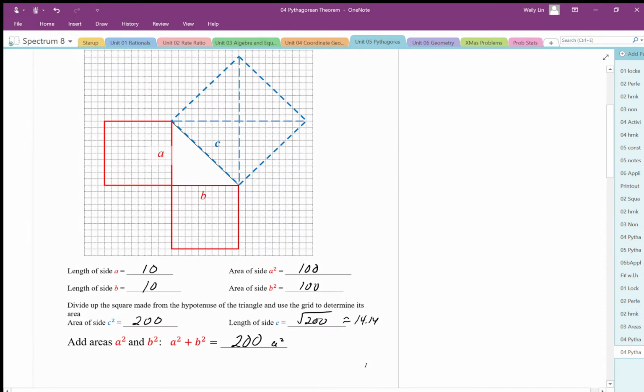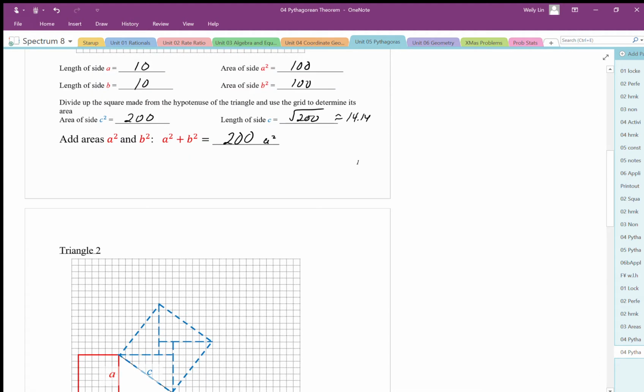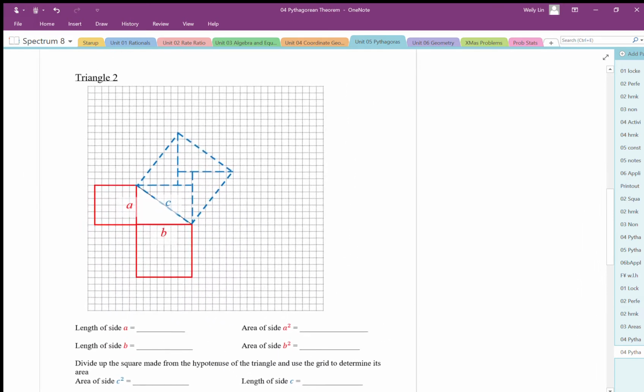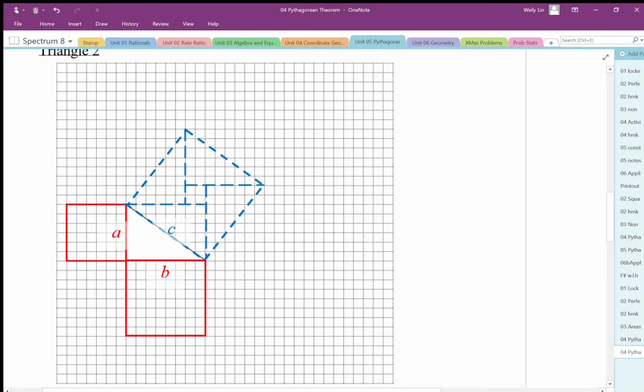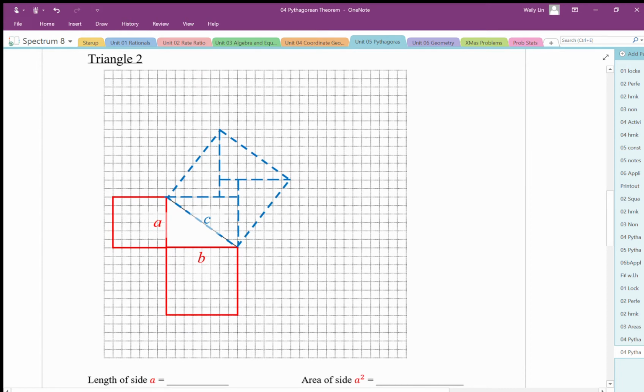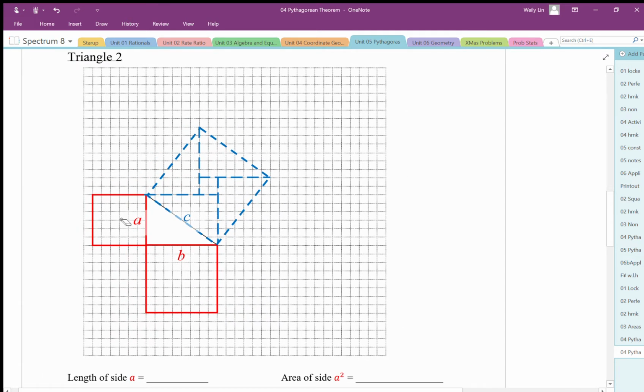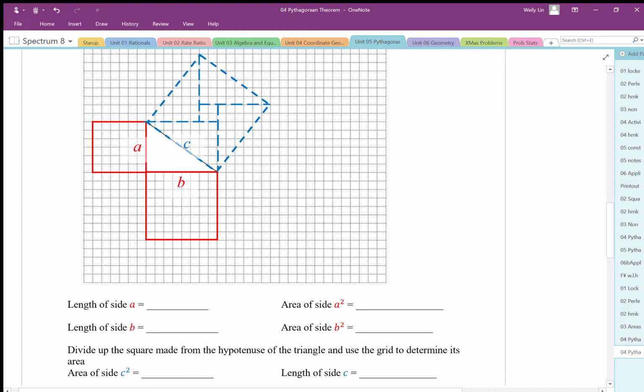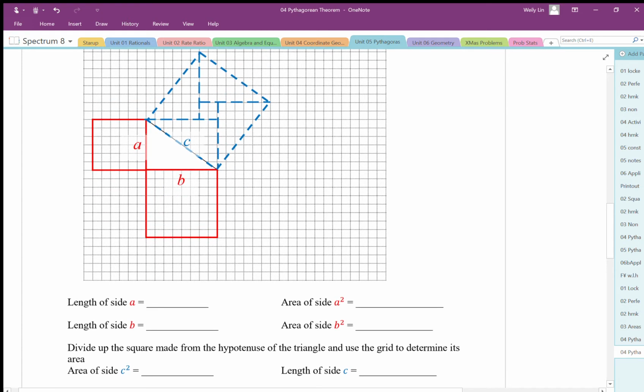So maybe we just got lucky in all these triangles that we've been trying. We'll try one more. Here's another one. This one has a square in the middle, so it's not symmetrical. Maybe it's the fact that it was symmetrical that allowed it to work. So we're going to count up the areas of A and B, so A squared and B squared. The length of side A looks like it's 1, 2, 3, 4, 5, 6. So side A is 6 units. So A squared, there are 36 squares in that square there. We'll write that in, 36 squares. The length of side B is 1, 2, 3, 4, 5, 6, 7, 8. So B squared is 64 squares. So there are 64 squares in here.